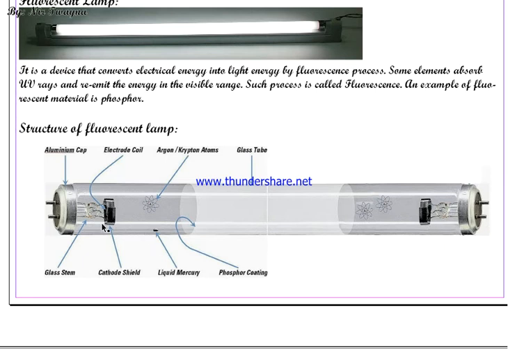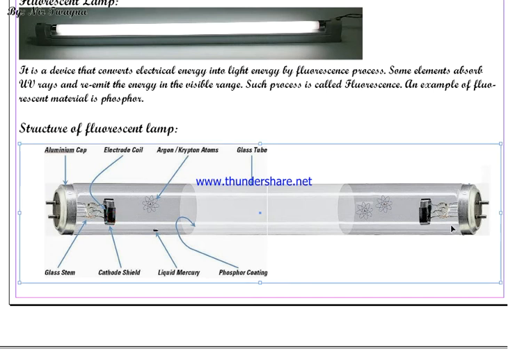Understood? Okay, now between these electrode coils the glass tube is filled with argon or krypton atoms at very low pressure. It also has liquid mercury, which vaporizes while the tube light is operating. The liquid mercury vaporizes and becomes mercury vapor, which also fills the tube. And the wall of the tube has phosphor coating.